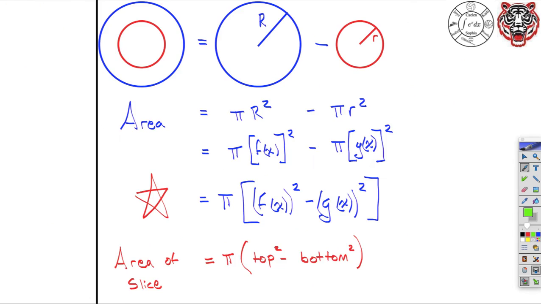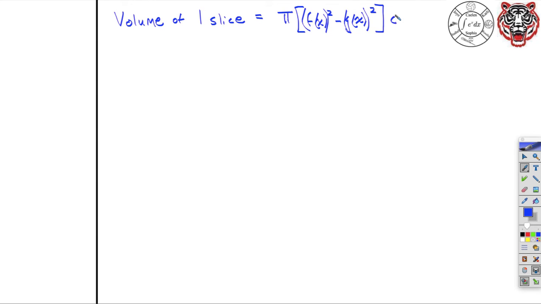So when we come over here to finally get to volume, and this is also pretty important here, to finally get to volume of a slice, of just one slice, that's going to be equal to the same thing. It's going to be, and this isn't important, so I'm doing it in blue, pi times f of x quantity squared minus g of x quantity squared. But now we're going to multiply by height. Height was dx.